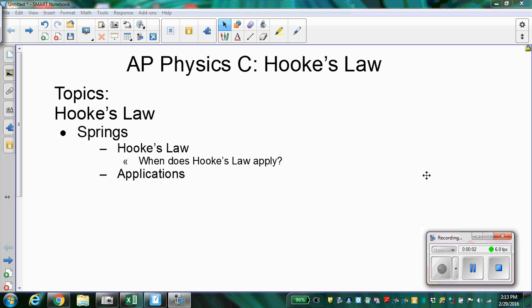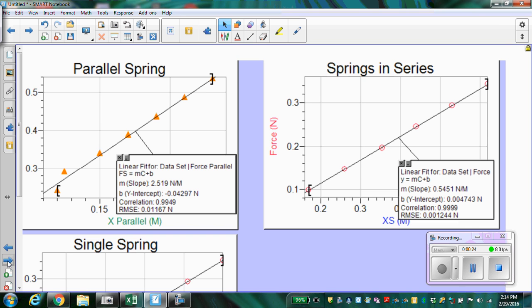Alright, this hopefully short video is about Hooke's Law, which is what we learned about today in class. What we're going to talk about is when Hooke's Law applies and when it doesn't apply, because it doesn't apply for all springs. Then we'll talk about a quick application or examples of problems in which you would use these.